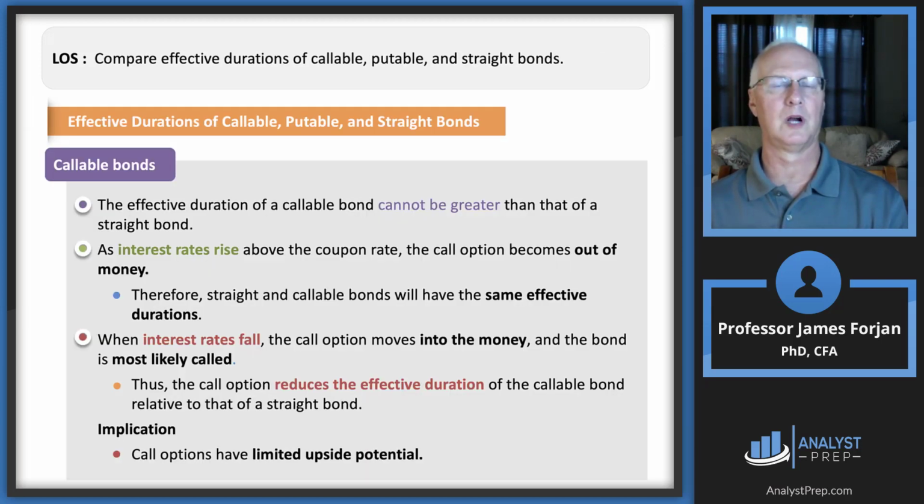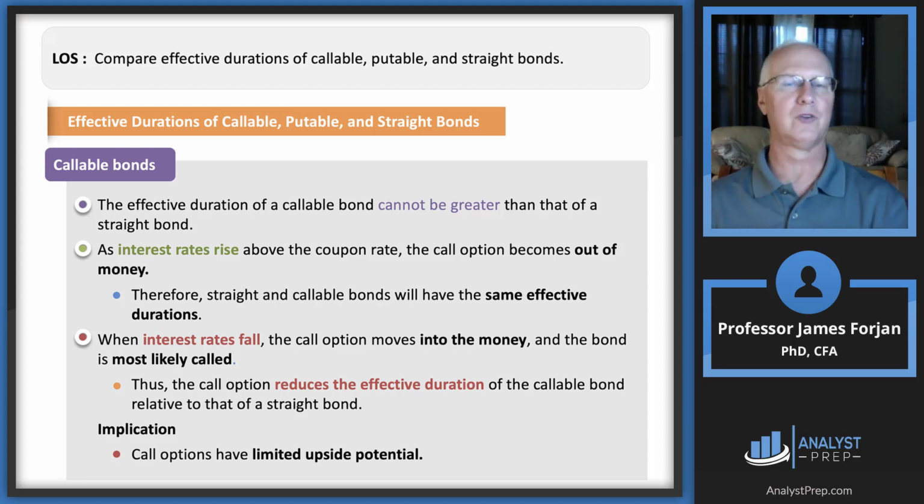All right, let's work through a couple of comparisons here. So for callable bonds, the effective duration cannot be greater than that of a straight bond, right? That makes perfect sense. So as the interest rates rise above the coupon rate, the call option moves out of the money, right? So essentially then the bond is probably not going to be called anytime soon. And so the option-free bond and the callable bond are going to have identical effective durations, which means that when yields are super high, the callable bond acts identically as the option-free bond.